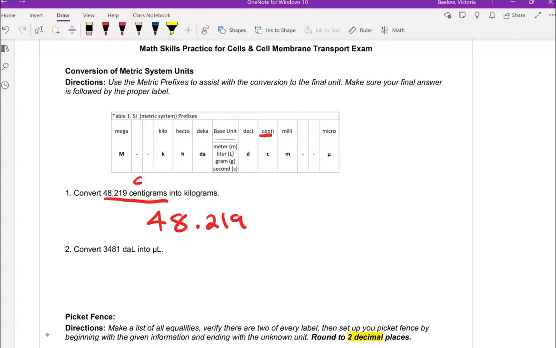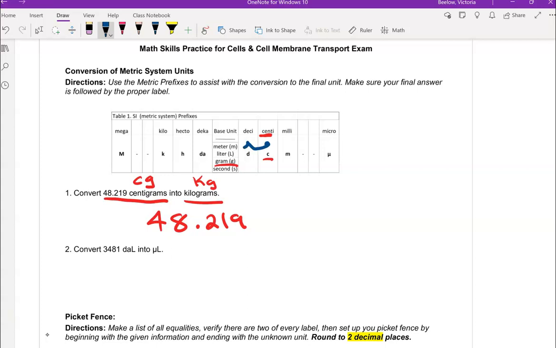Centigrams would be CG for those units, the C and then G for grams. And we're going to convert that into kilograms. Kilograms would be kg, K for kilo, and then of course G for grams. And you can only convert between the same base units. So now I'm going to move my decimal from centi to kilo, from what I was given to what I want my answer in. So I'm starting here at centi. And I'm going to move the decimal until I get to kilo, which is what I want my answer in.